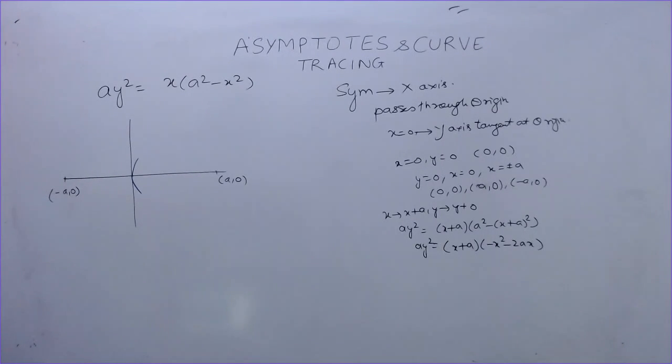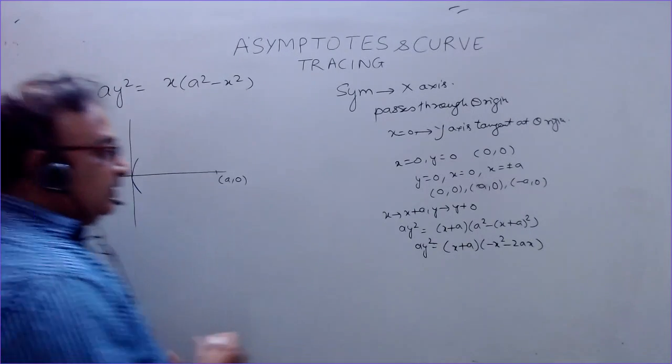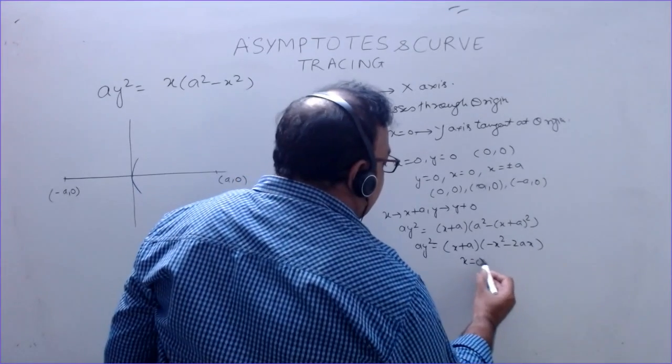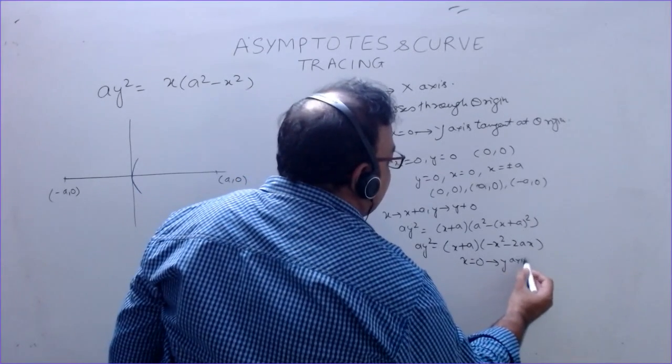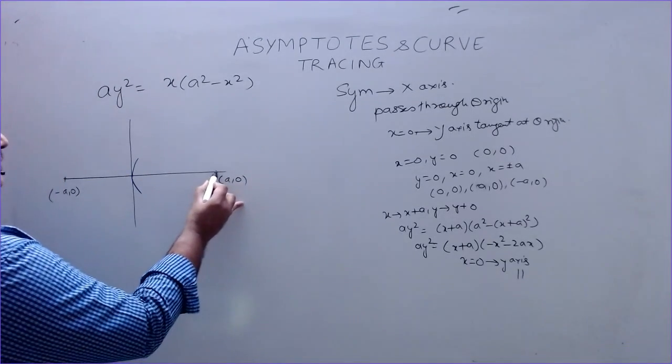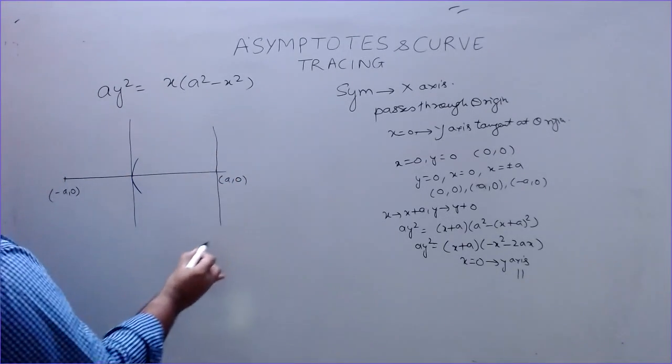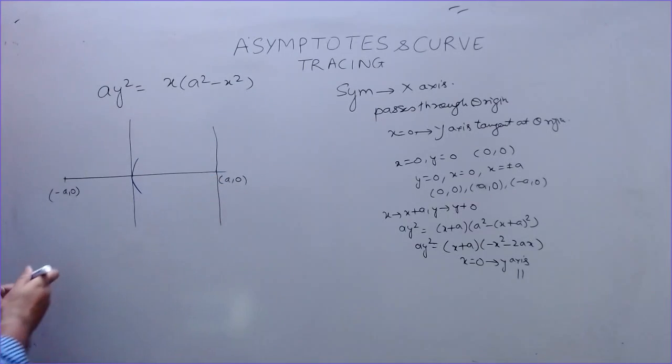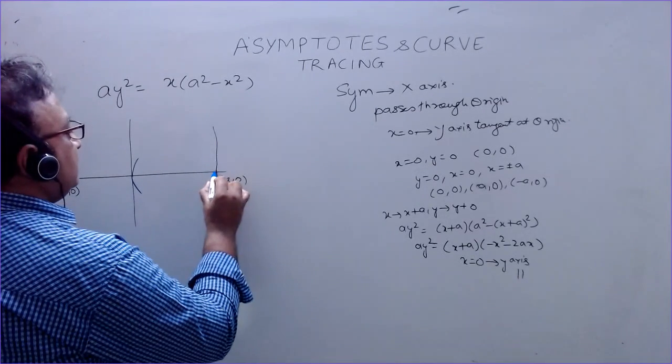So what is the lowest degree term in the equation? This gives you x equal to 0. See, the lowest degree term is x. So x equal to 0, that means the y-axis. The tangent is parallel to the y-axis at this point. So this line will be a tangent. The shape of the curve here will also be like this.